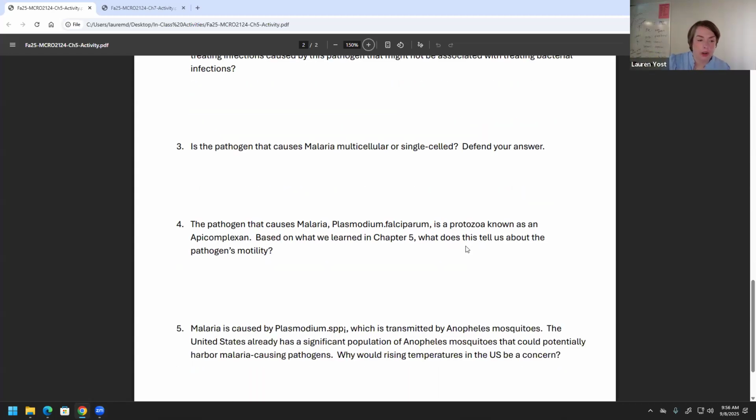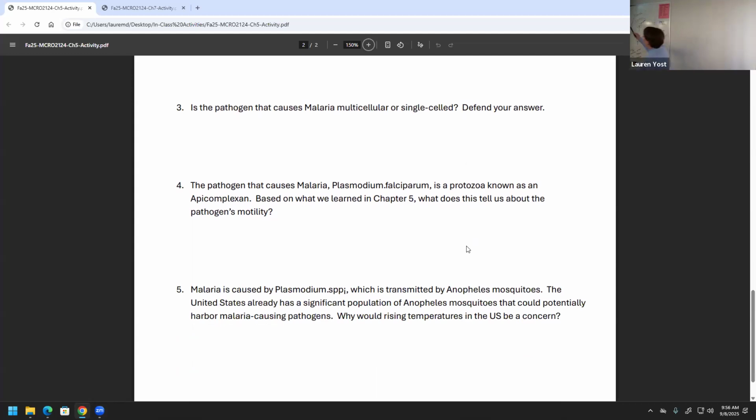That's the defense of it, all right? It says defend your answer. If I had something like this on the exam, I might not ask about malaria. I would put some context in with it. I would tell you malaria was a protozoa. Is it single-celled or multicellular? Defend your answer. And you would say it's single-cellular because all protozoa are single-cellular.